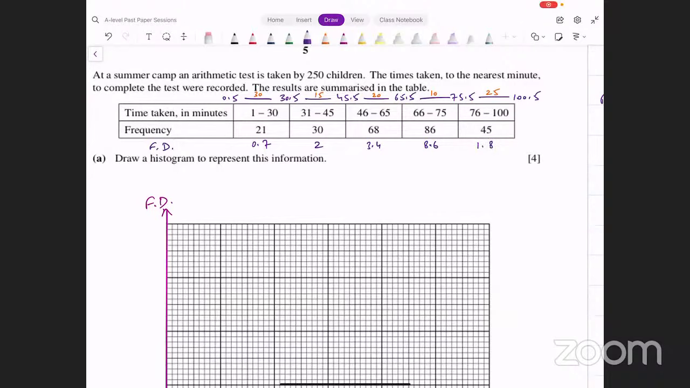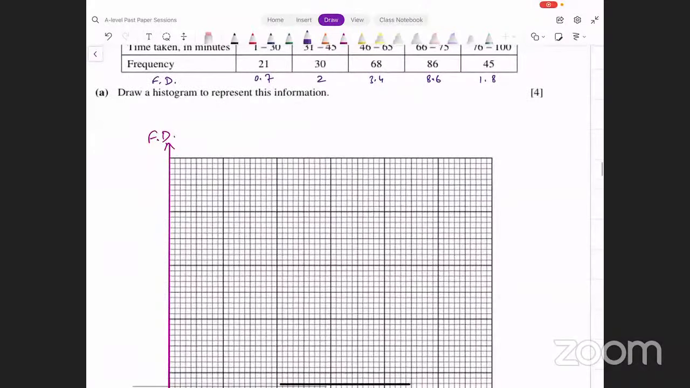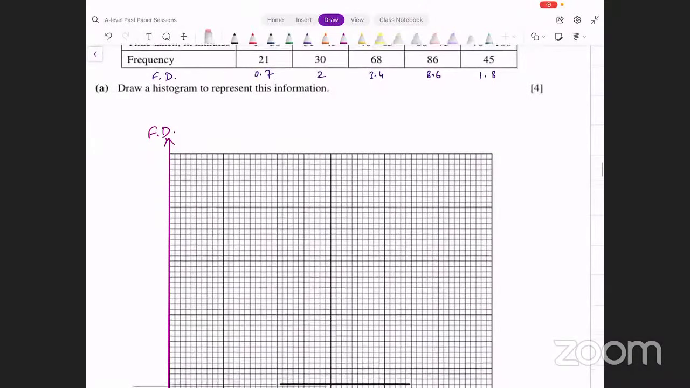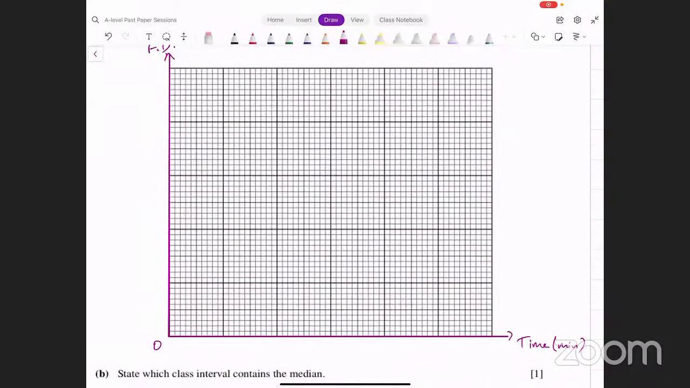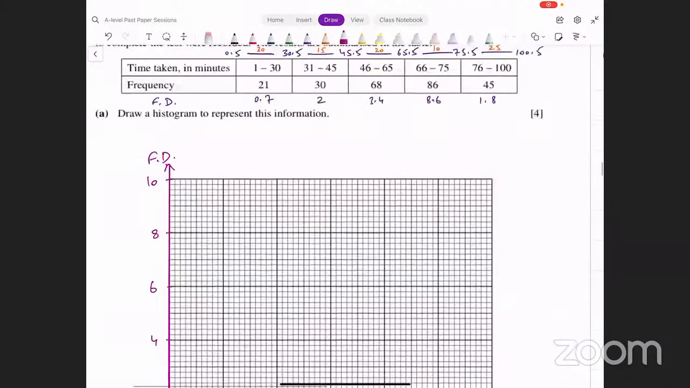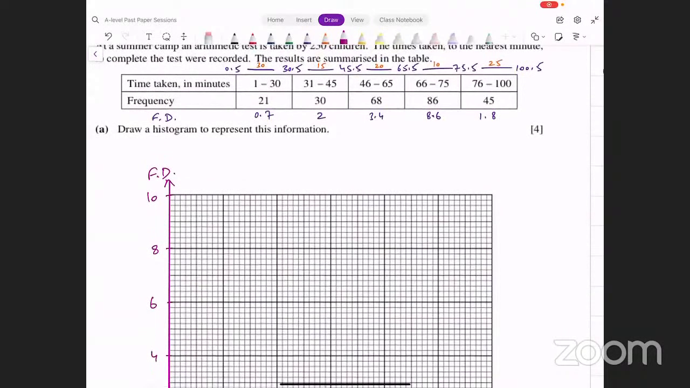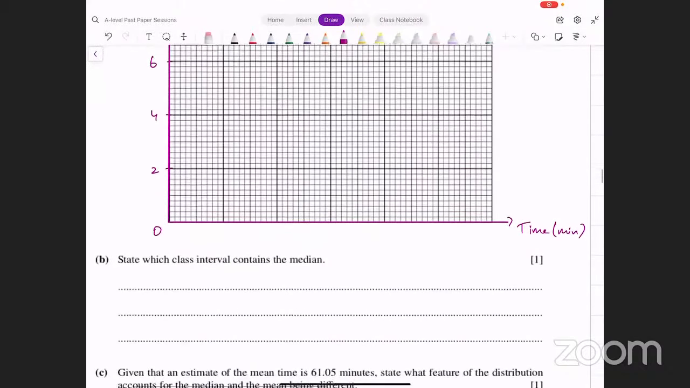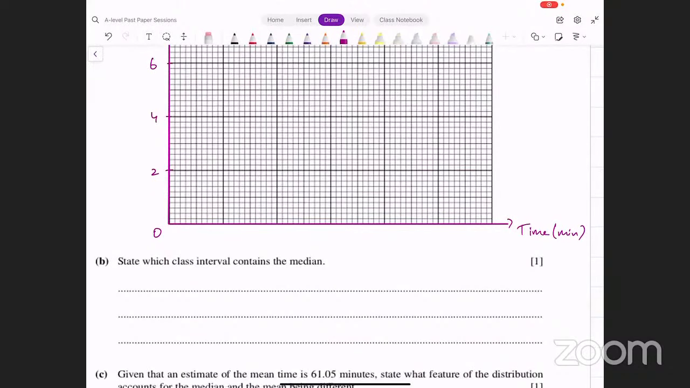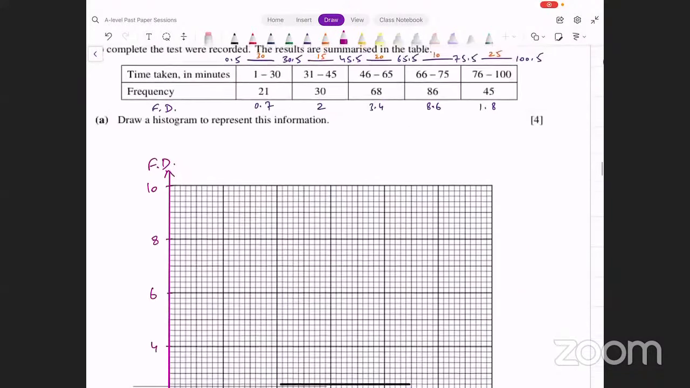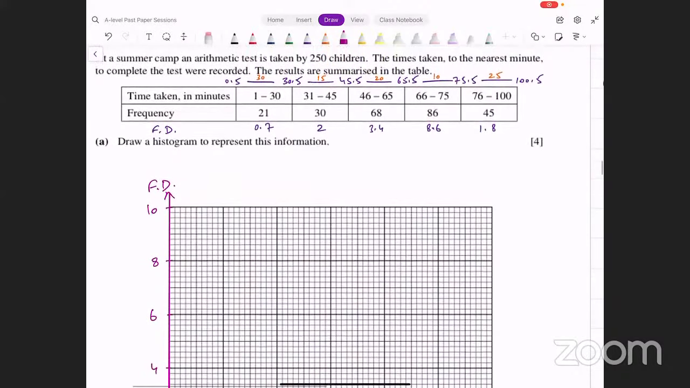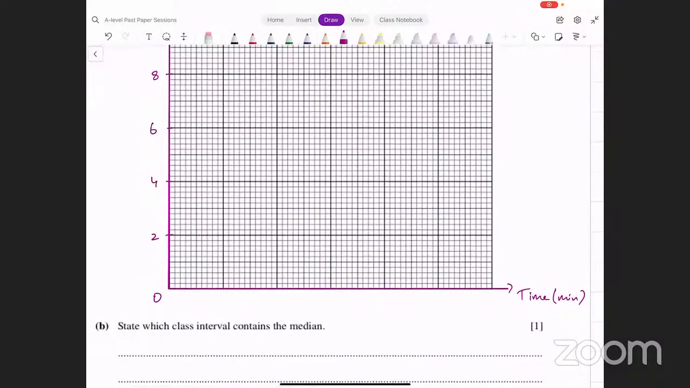You've got to plot these densities there. Now, you can see what's the highest number that you've got? 8.6. तो आपने scale उसके हिसाब से रखना है कि आप 8.6 तक जा सको. What you can do is you can say this is 2, and you've got 4, 6, 8, and 10. Horizontally, we are going from 0.5 to 100.5. ठीक है? 0.5 से लेकर 100.5 तक जा रहे हैं. What we can do for that is we can start our interval from here, 0.5 to 100.5. You need 100 in total.